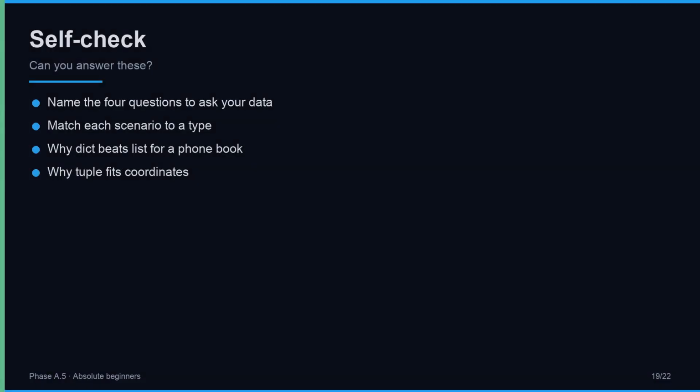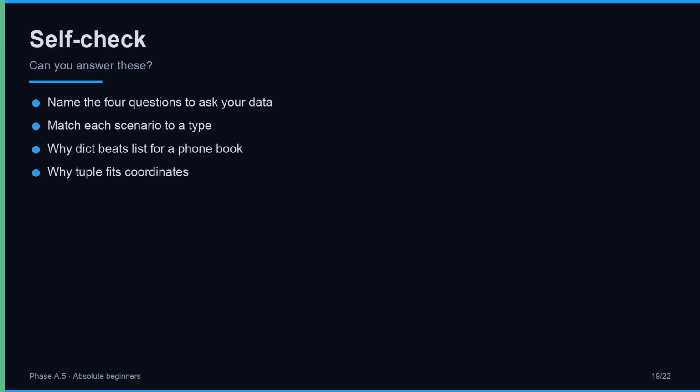Quick self-check. Can you name the 4 questions you ask your data? Can you match each of the 4 scenarios, shopping list, phone book, tags, coordinates, to a type? Can you explain why a dictionary beats a list for a phone book? Can you explain why a tuple fits coordinates? Say each answer out loud. If any feels shaky, rewind a few minutes. The decision guide only works if you can run it in your head.